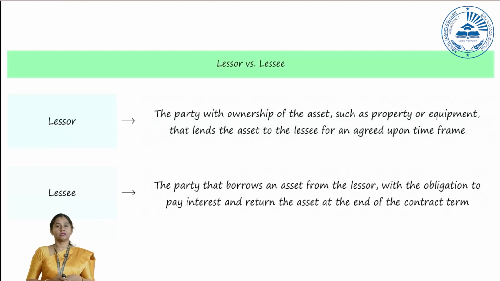Lessee, the person who has borrowed the property, will be called a lessee. The lessee is the party that borrows an asset from the lessor with the main obligation to pay the interest, and absolutely they need to return the asset at the end of the contract term. So I hope you understand the two different terms, the two parties involved in the term lease 116.